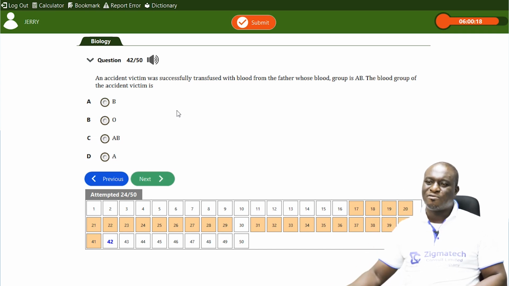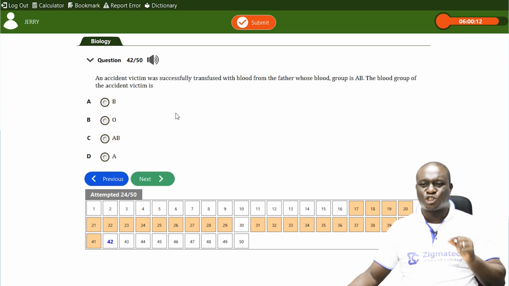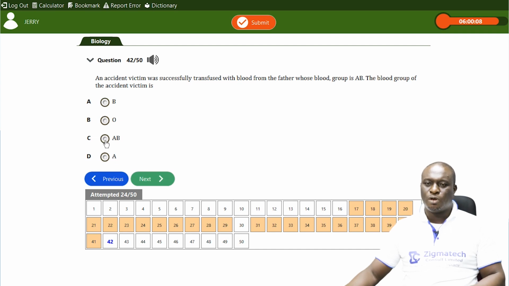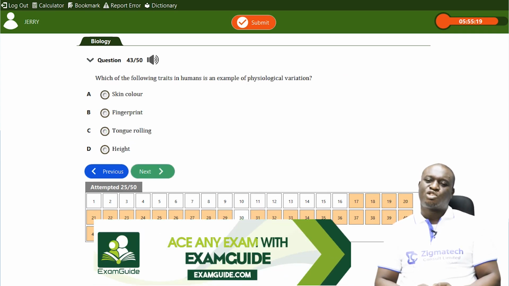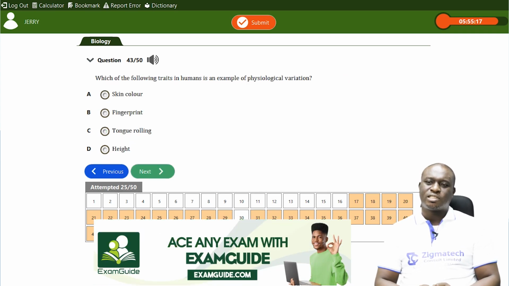So the question we have here, the blood group of the accident victim, if the father is blood group AB and there is a successful transfusion, the accident victim has a blood group of blood group AB. And that answer is option C. Now, the next question says, which of the following traits in humans is an example of physiological variation?